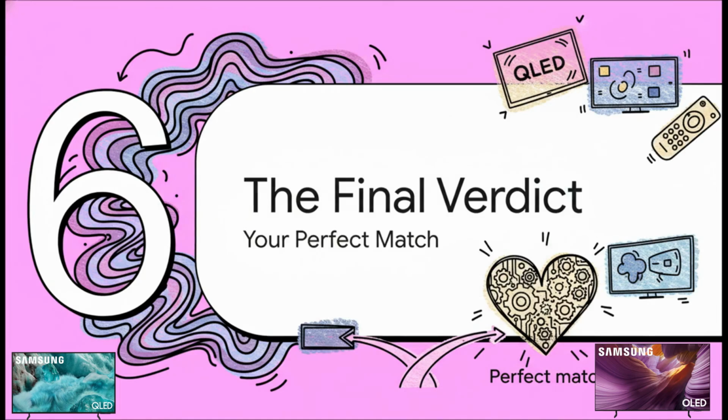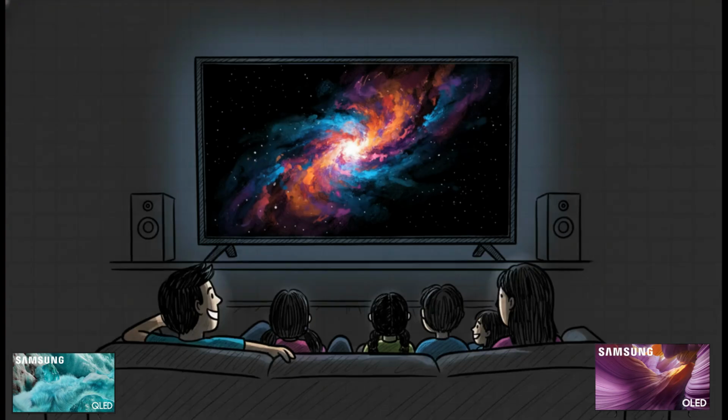So, after all the rounds, after all the technical talk, what's the final verdict? Well, here's the truth. There is no single best TV. The best TV is the one that's a perfect match for you and how you watch. So, you should go with an OLED if you are a true cinephile. If picture quality is your number one absolute top priority, end of story. If you've got a darker room for watching movies and you want those perfect black levels and amazing viewing angles for the whole family, an OLED is going to give you an experience that is just unbeatable.